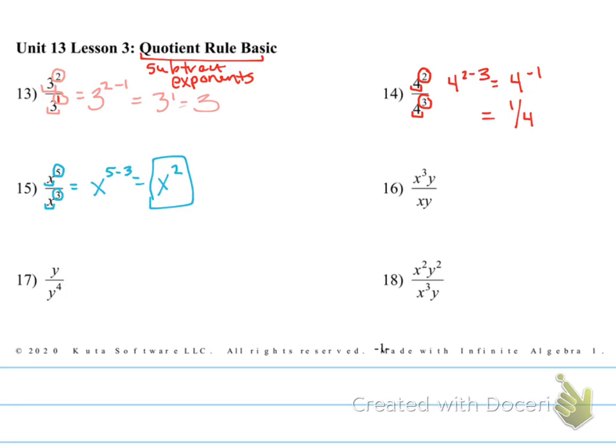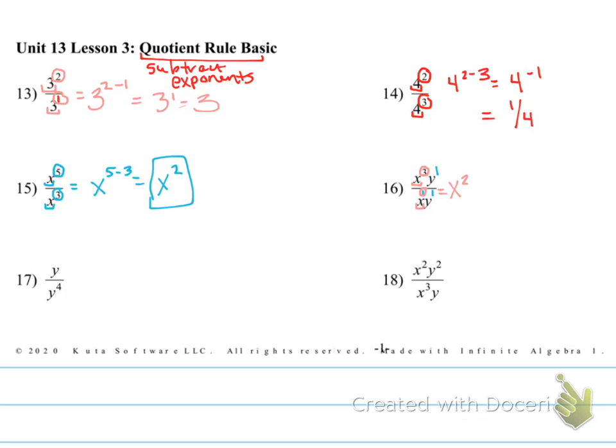16 has a couple different parts to it. We see we've got an x and a y on the top and the bottom. But again, first, let's go through and make sure everything has an exponent. We can see on the top that the y does not, so I'm going to add a 1. On the bottom, the x and y don't, so I'm going to add 1s to those as well. Then I'm going to take my first variable that I see, my x, and see what has the same base, and that's this one on the bottom. So I'll start with my x, and I'm going 3 minus 1, which gives me 2. So I've got my x squared.